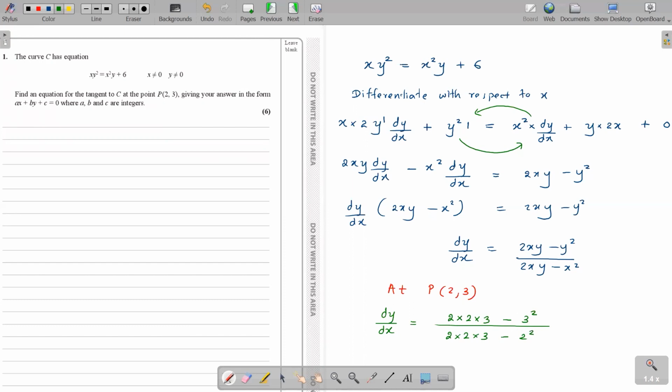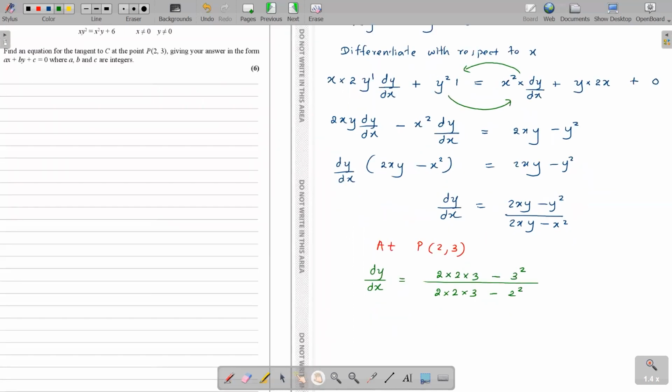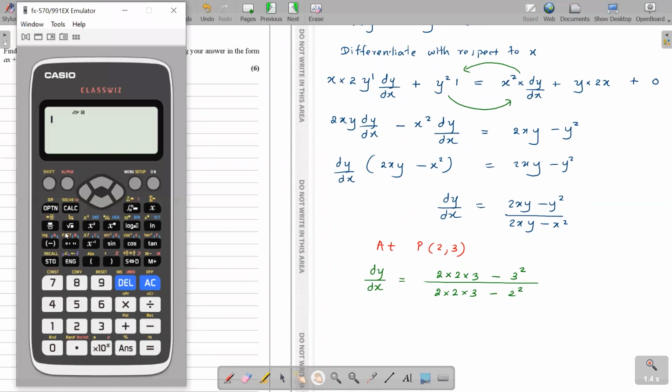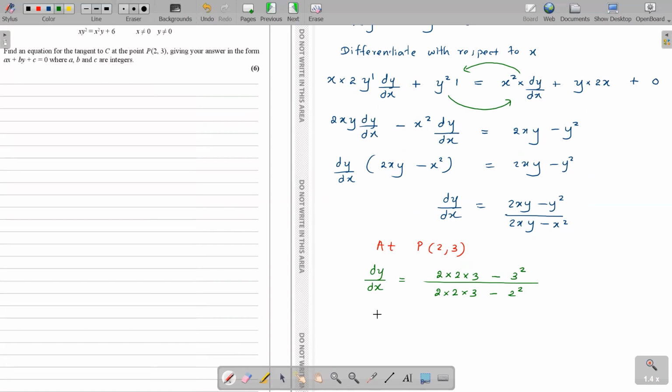Do you understand? Can you all type this in the calculator and give me the simplified answer? Is it 3 over 8? Yes, so we get dy by dx is 3 over 8. So this is the gradient of the tangent.